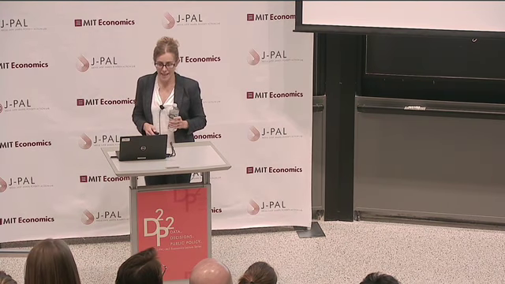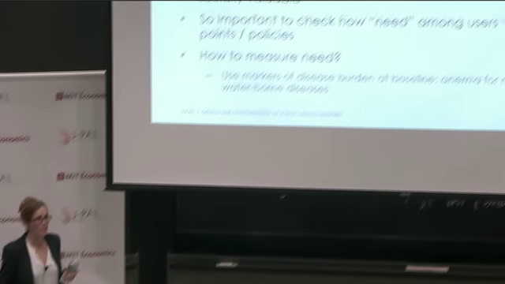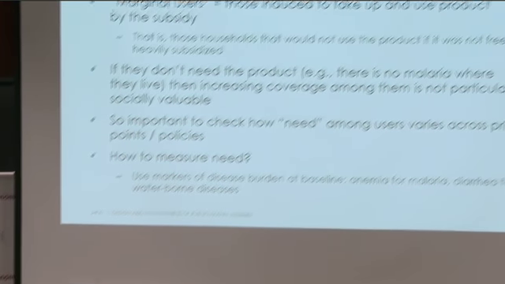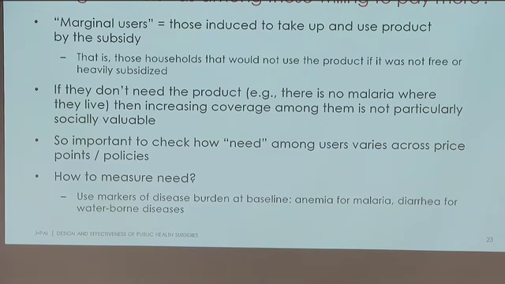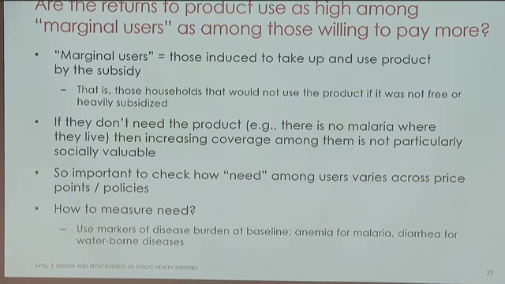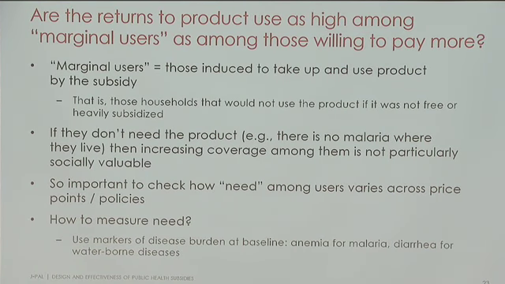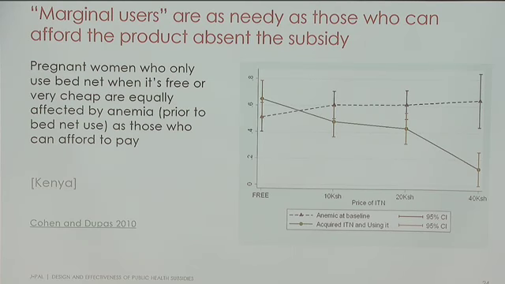Okay? And so we can do this as long as we have some markers of the disease burden that people face, and that can be tricky. But for malaria burden, for example, we can look at the rate of anemia at baseline, which is a marker for the malaria burden, or we can look at the rate of diarrhea at baseline, which is a marker for waterborne diseases.